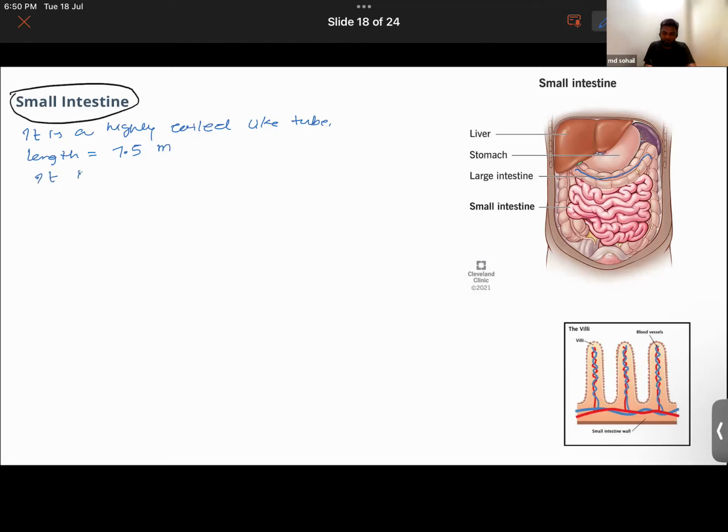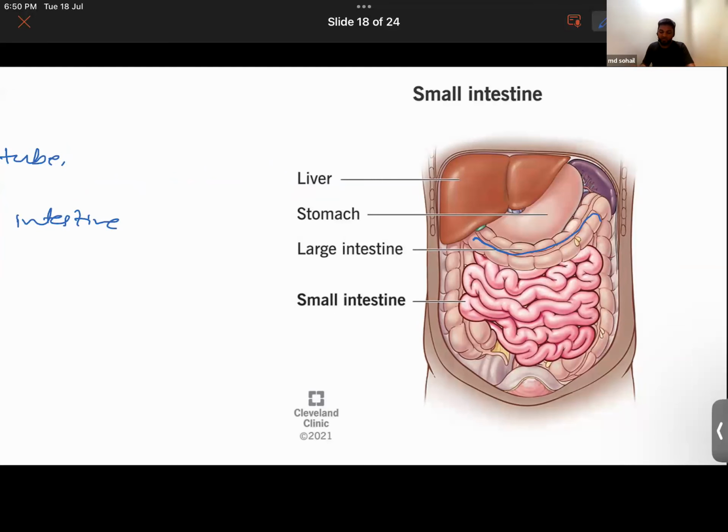So it is called small intestine because of less width. And this small intestine is receiving secretions from the liver. Remember I told you that the liver is a gland, and there's one more gland called the pancreas. The pancreas and the liver secrete their secretions into the small intestine.